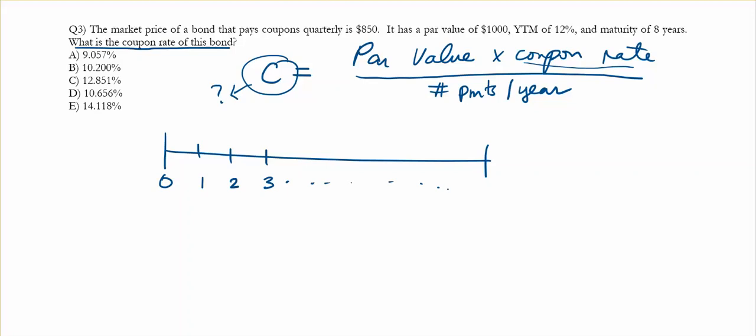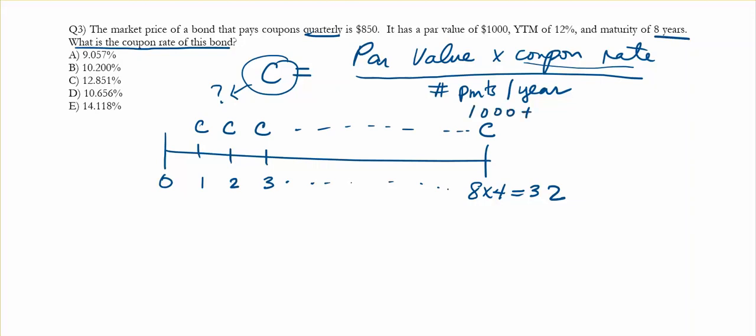Now, pay very close attention that this bond pays coupons quarterly, has a maturity of 8 years, meaning that there are 32 periods. We are not told the coupon rate, that's what we want to know, and we are not told the coupons directly, so I'm going to represent the coupons just with the letter C. The par value is 1,000, so I'll write that at the end. We're told that the yield to maturity is 12%.